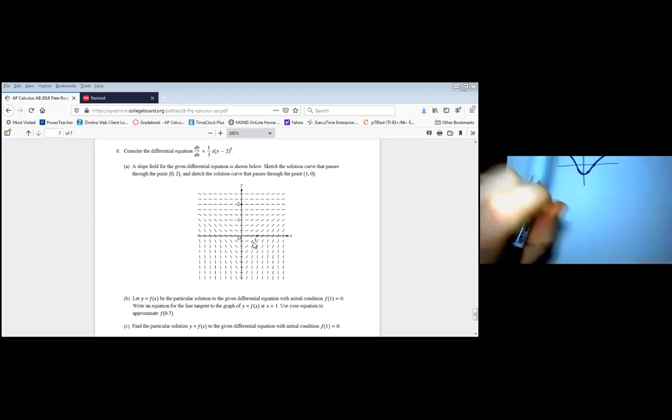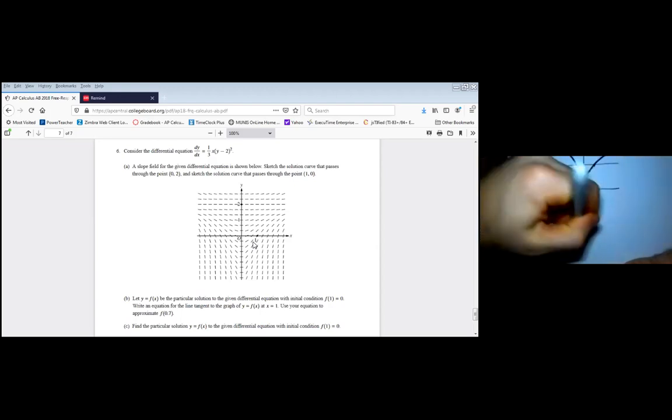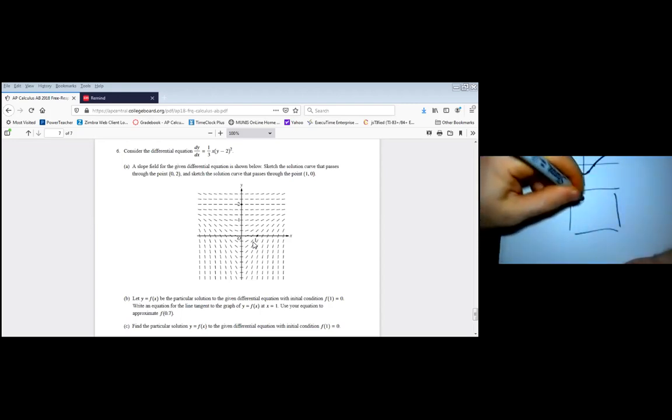Okay, letter B. We want to find the tangent line. First off, it's the tangent line at 1, 0. So for part B, we want to make a box, and in my box is going to be a point and a slope, and the point is going to be 1, 0. And then how do we find our slope? Well, we plug this into dy/dx.